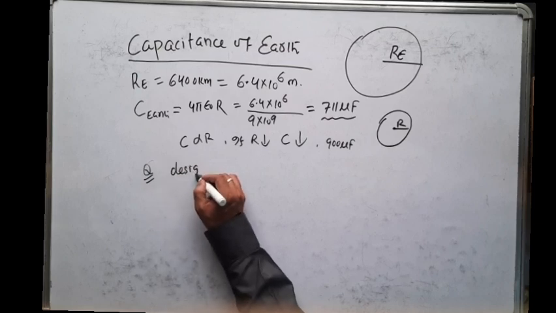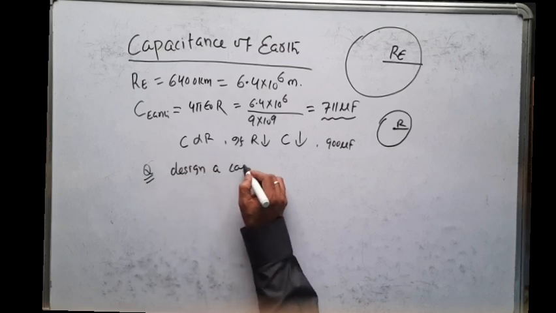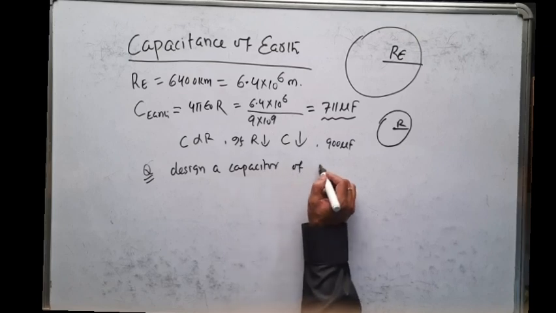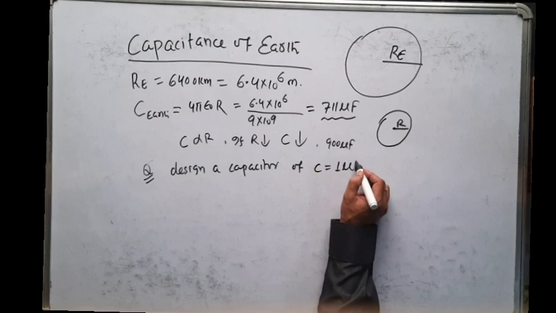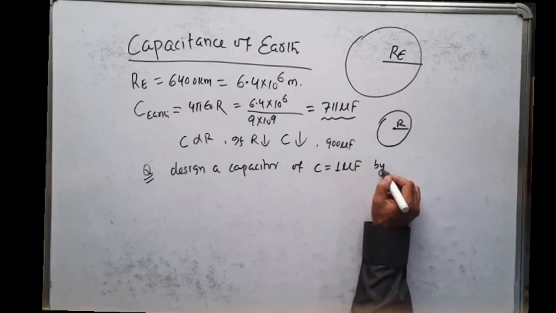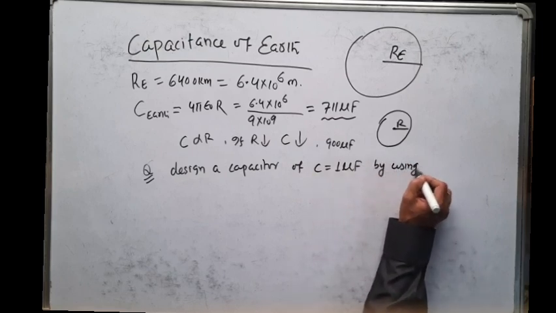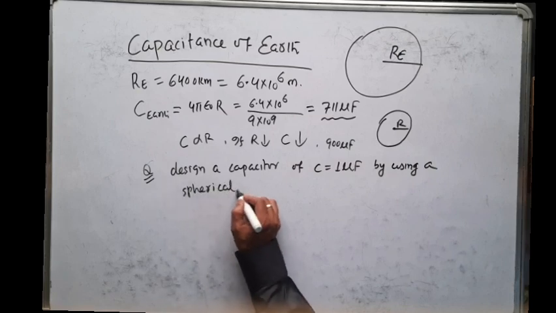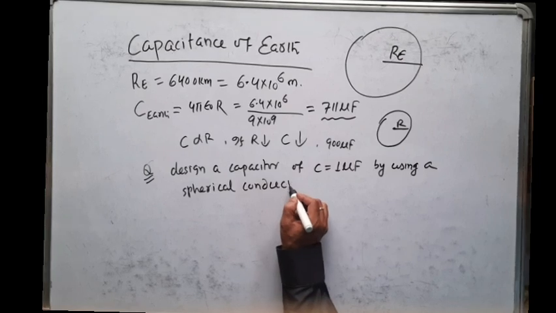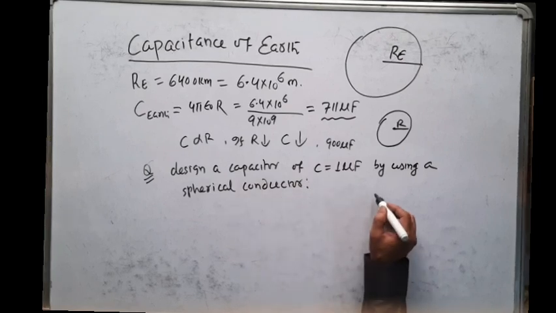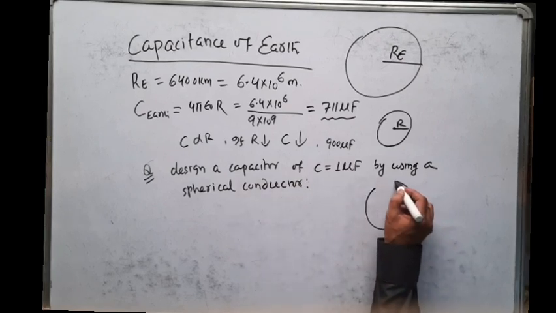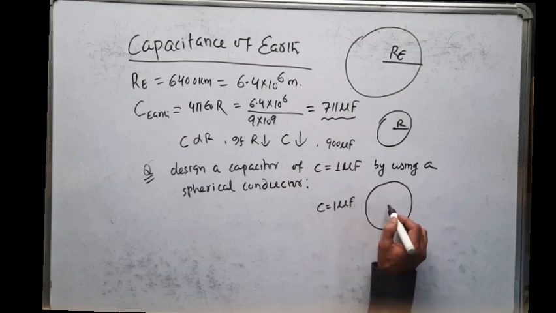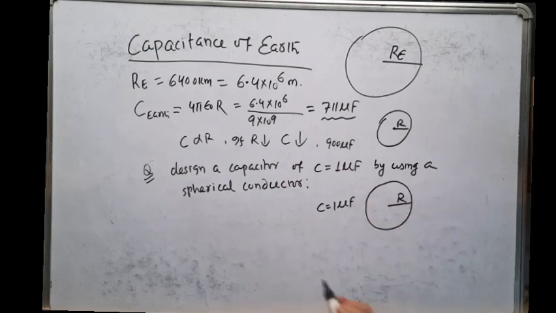Design a capacitor of capacitance 1 microfarad by using a spherical conductor. So if I take a spherical conductor and I have to design a capacitance value of 1 microfarad, then what should be the radius of this spherical conductor?